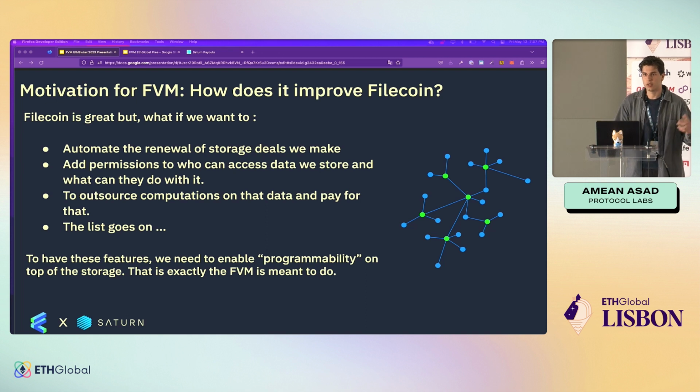You're a researcher in machine learning. You want to build a nice model that detects meerkats in your backyard, and you have a nice data set for that that's stored on Filecoin. And now you want to train on that data set. So you want to outsource that computation and pay whoever does that computation for you. How can you do that?